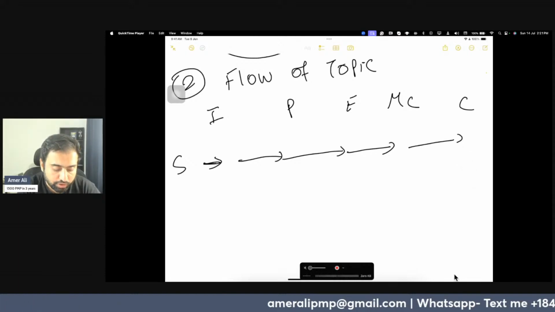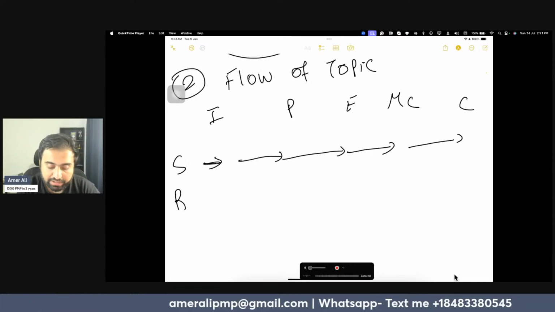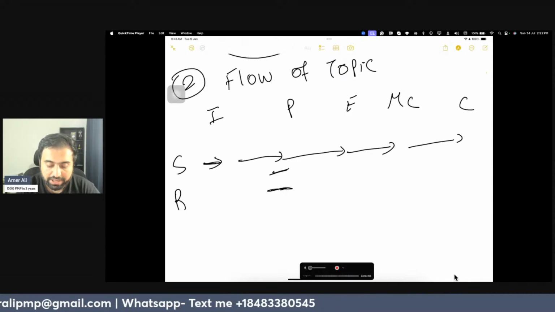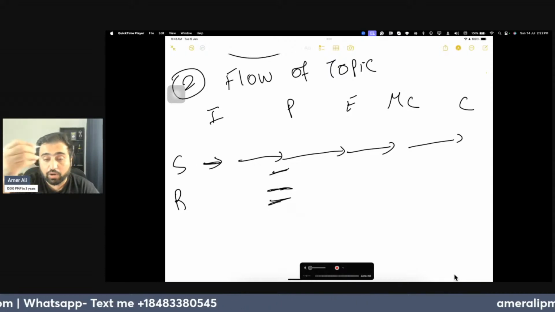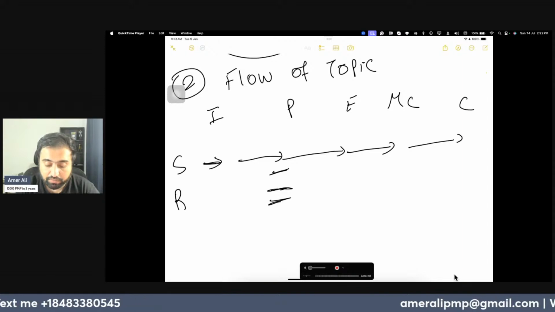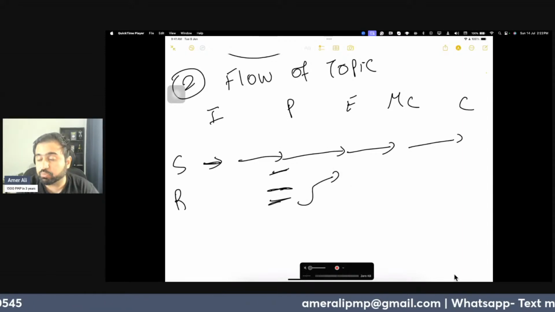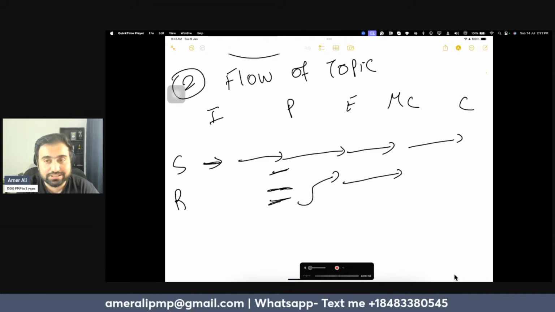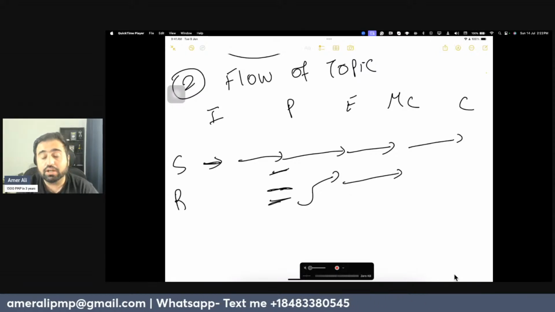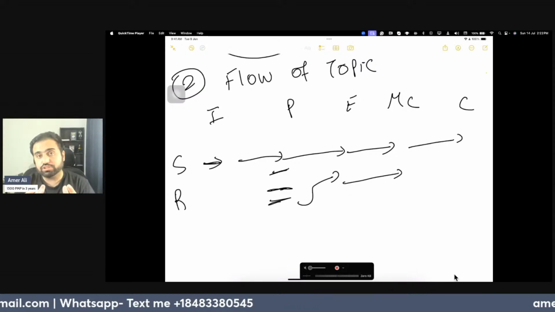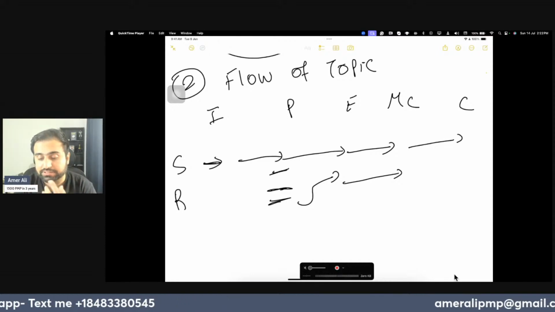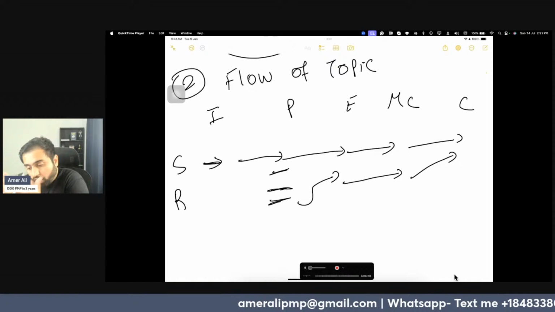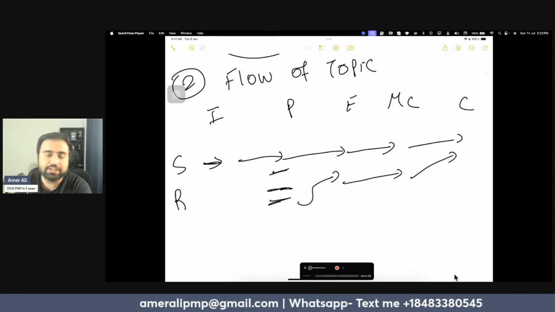Same goes, let's say, for risk. How do we identify risk? How do we make a risk management plan? How do we make a risk response strategy? How do we prioritize the risk? How will we make sure that risk responses are implemented properly? How do we make sure that the risk response is good? What is the risk effectiveness process? How do we make the risk report process? And what do we do in the closing? The flow of the topics is very critical.